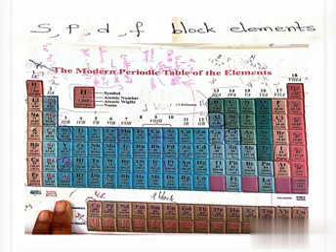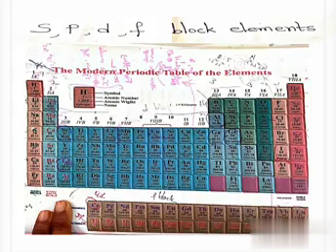Next, cerium, atomic number 58. Its electronic configuration is 1s2, 2s2, 2p6, 3s2, 3p6, 3d10, 4s2, 4p6, 4d10, 5s2, 5p6, 6s2, 4f2. Here the last electron enters the f block, that's why we can call it an f block element.